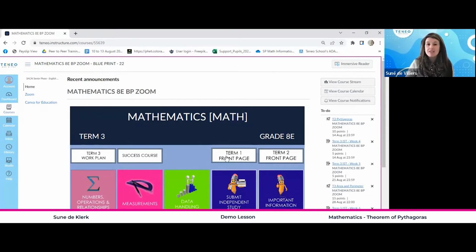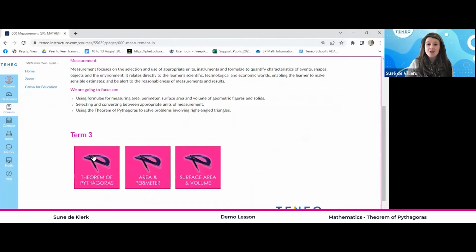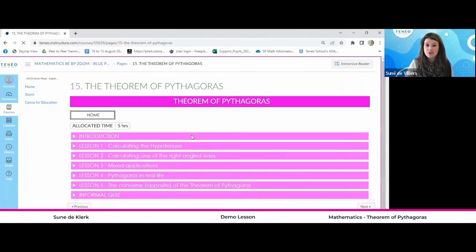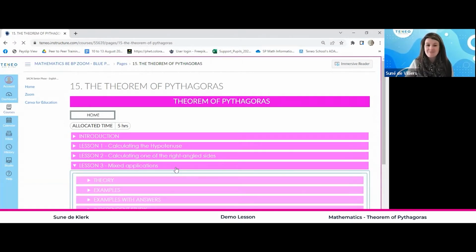We are busy with the second big topic of this term, measurements. When we are in there, we know that we are busy with the Theorem of Pythagoras, and that is where we will find all our lessons we're going to do. Yesterday, we finished up with lesson 2, so today we're going to mix everything we did on lesson 1 and lesson 2 together in a mixed application lesson.